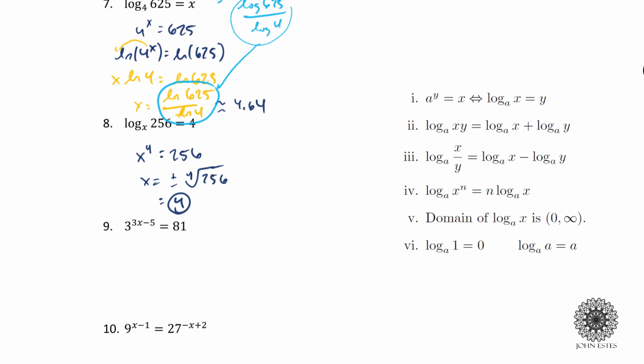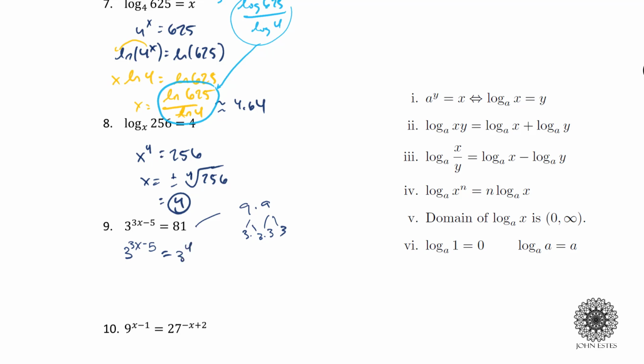Okay, so for number 9, this time I have an exponential equation. So remember at the beginning we said our strategy for exponential equations is first see if we can get a common base. And I believe we can here, because look, this is 3 to the 3x minus 5 power. And I think I can write 81 as 9 times 9, and each of those is 3 times 3. So that would be 3 to the 4th power.